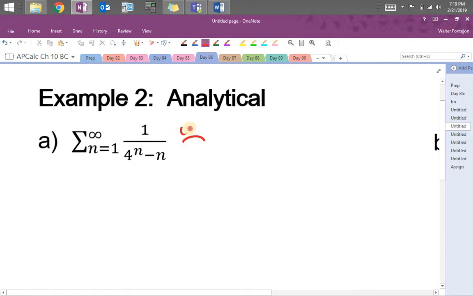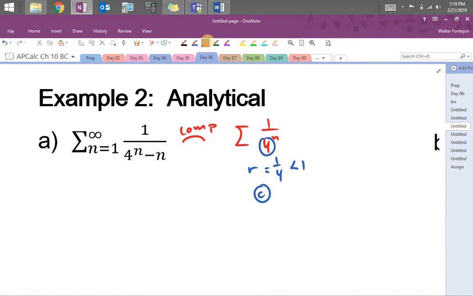We're going to make a comparison test here because I cannot factor out the n. But I do know that 4 to the n is dominating over the polynomial n, so I'm going to keep 4 to the n, and let's just drop the polynomial n. This is going to be the sum of 1 over 4 to the n. The ratio here is going to be, I keep the base of 4, but since it's at the bottom, we're going to call that a ratio of 1/4. This is going to be less than 1. This is going to converge.